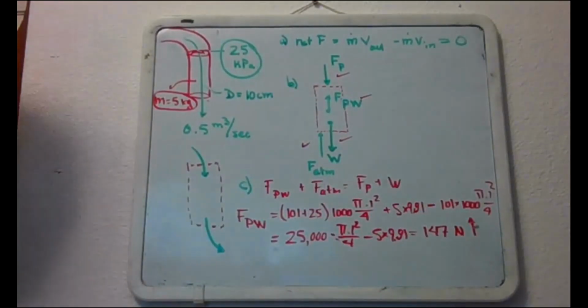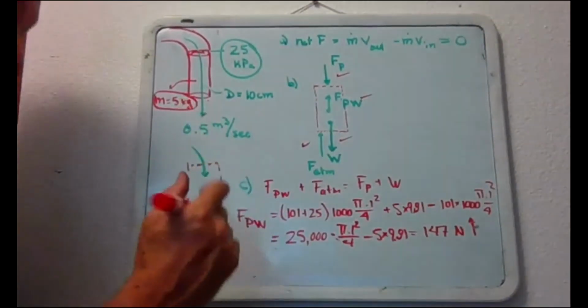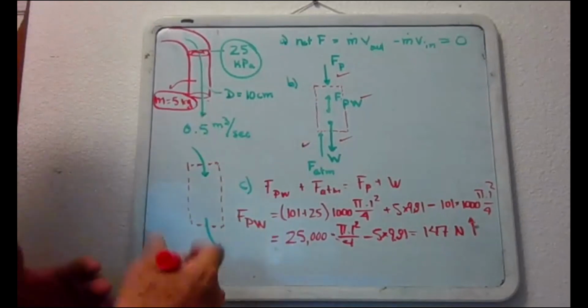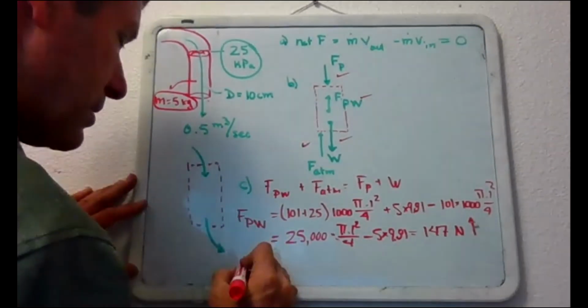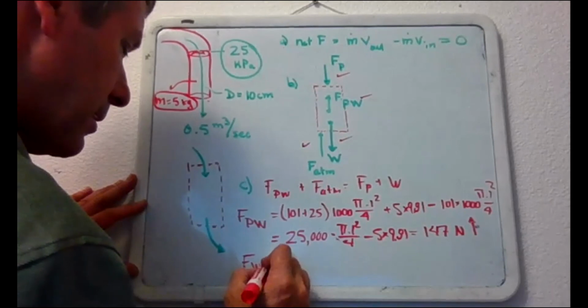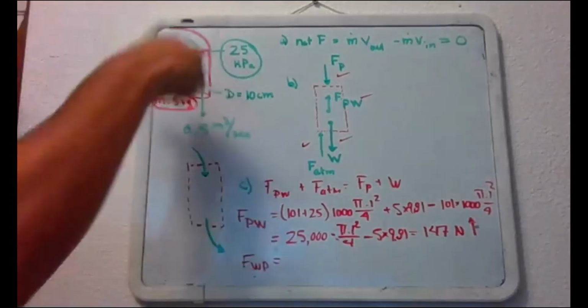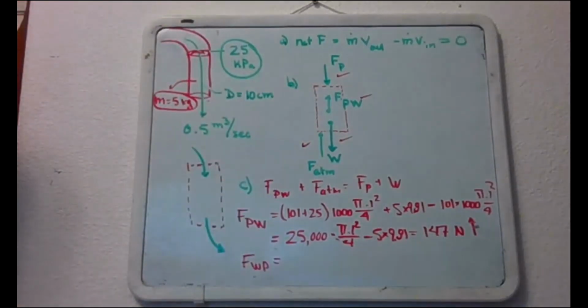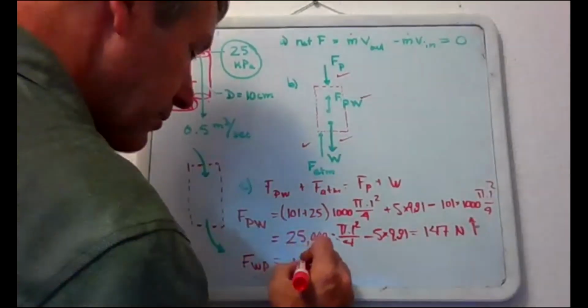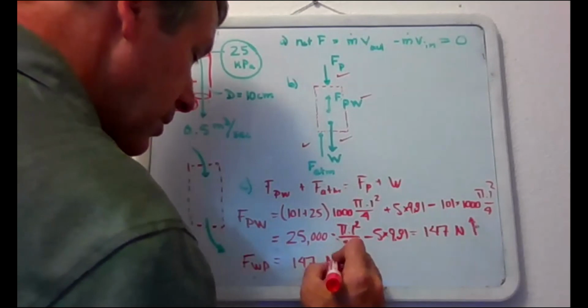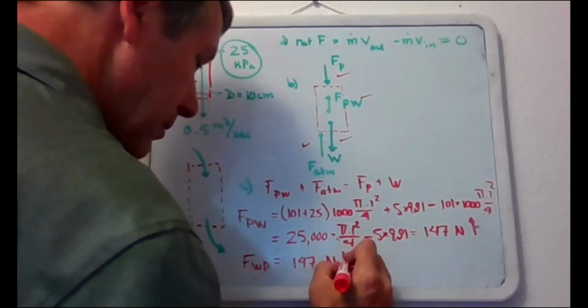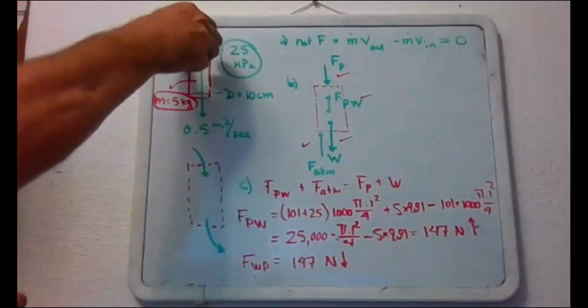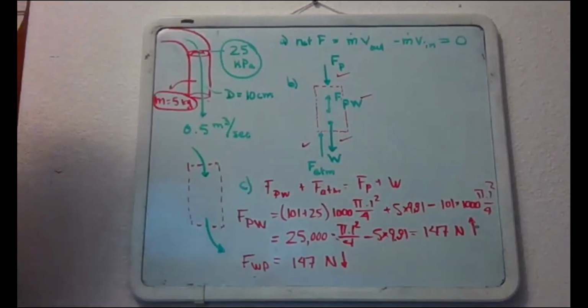So that was one part of finishing things off, and then the last thing that was asked is, what is the force of the water on the pipe? This water that runs through there, what force does it exert on the pipe? And that's Newton's third law. It would be opposite, so it would be 147 newtons down. So the pipe is being pushed down with a force of 147 newtons.